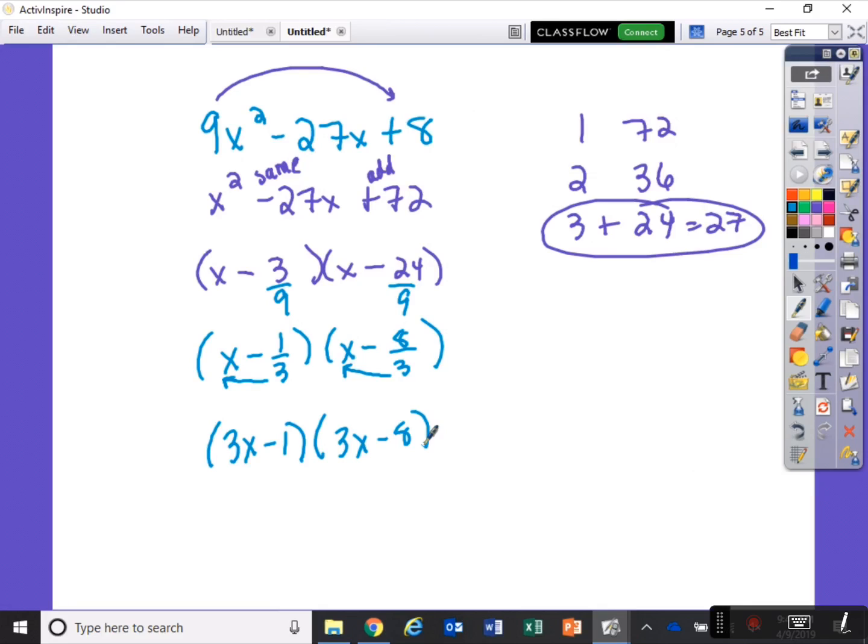If we did not reduce them, we would have slid the 9 over, and the 9 over, giving us 9x and 9x. Well, does 9x times 9x make 9x squared? No. But does 3x times 3x? Yes.